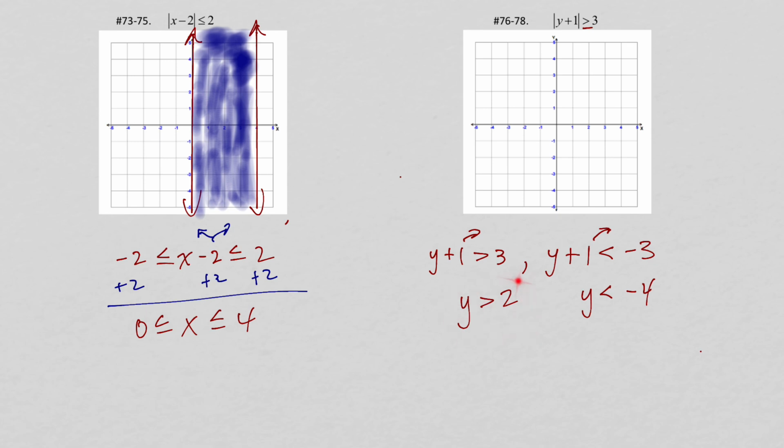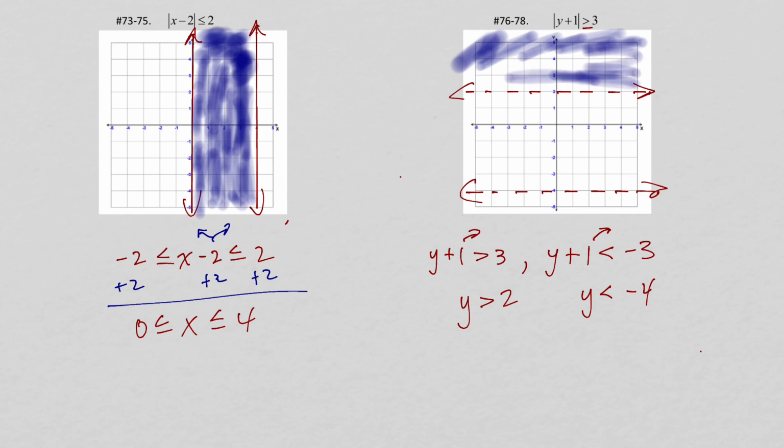So this is a horizontal line that's dashed. There's no equals at y is 2. So I'll grab my ruler and I'll put a dashed line here. And this is a horizontal line at negative 4. So I'll put a dashed line here. Now, greater goes up, so it's on this side of the line. And less than goes down, so it's on this side of this line.